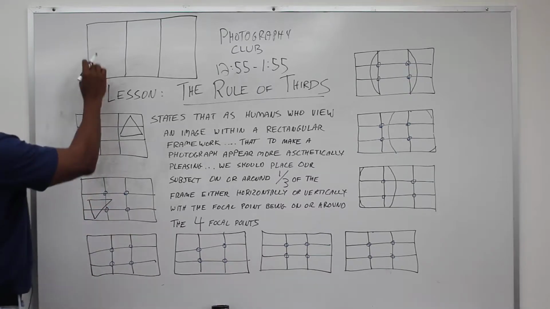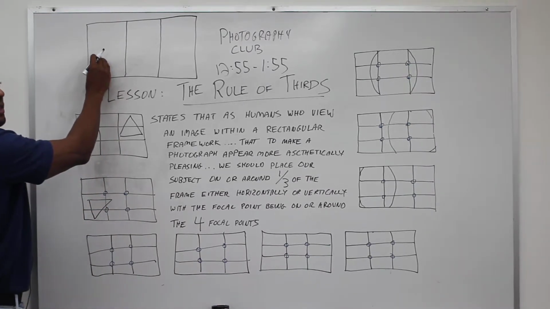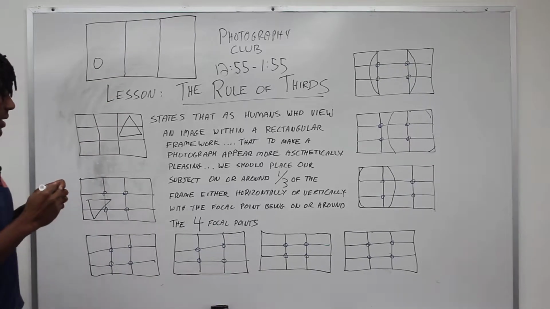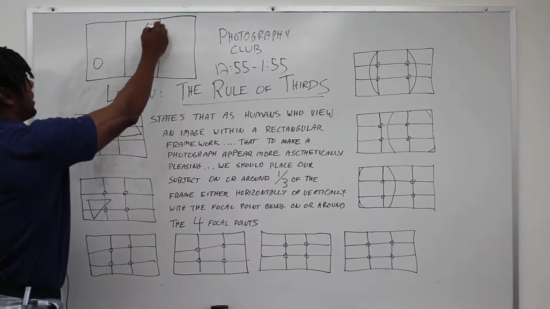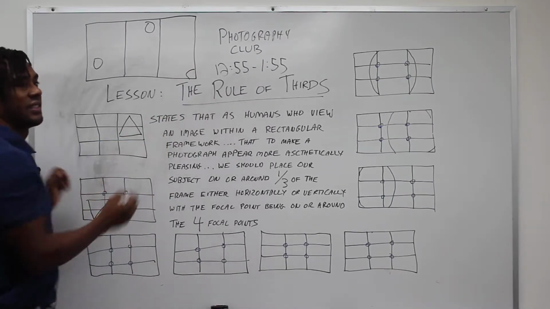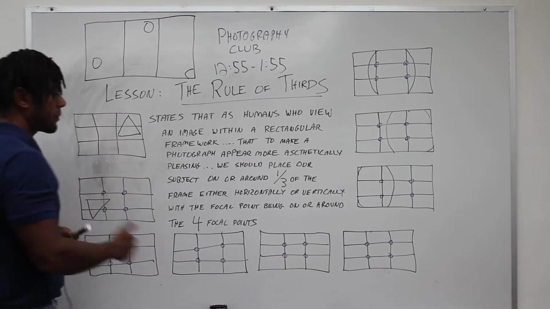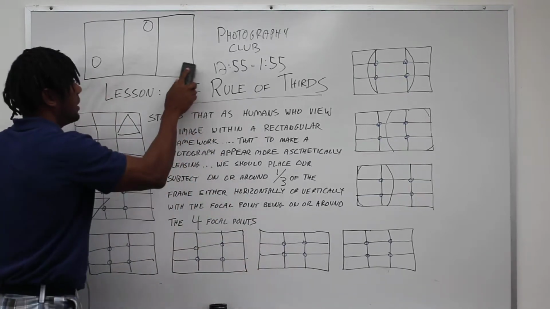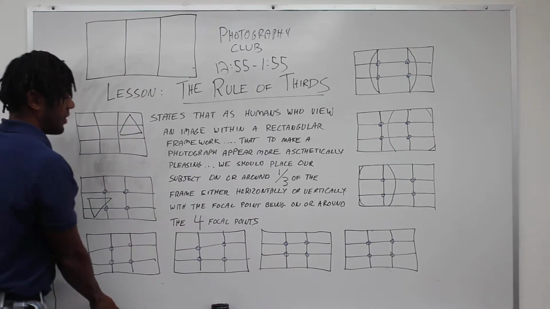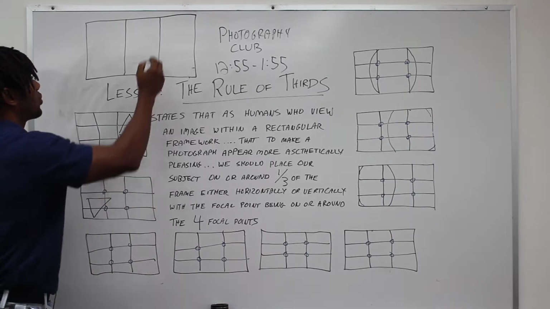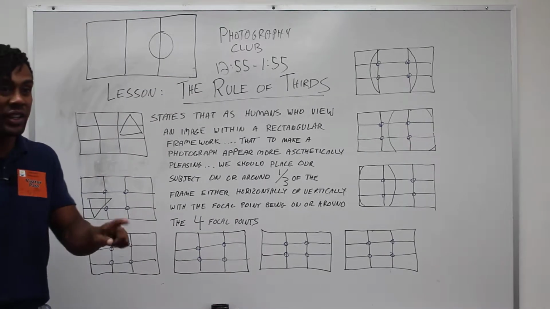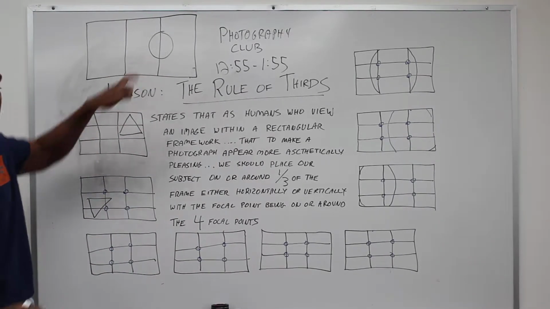Did I say place our subject right here? No. Did I say place our subject right here, boys and girls? No. We want it on or around the vertical lines. So can we place our subject right here? Yes. Very, very good, Weston. Yes, we would want that.